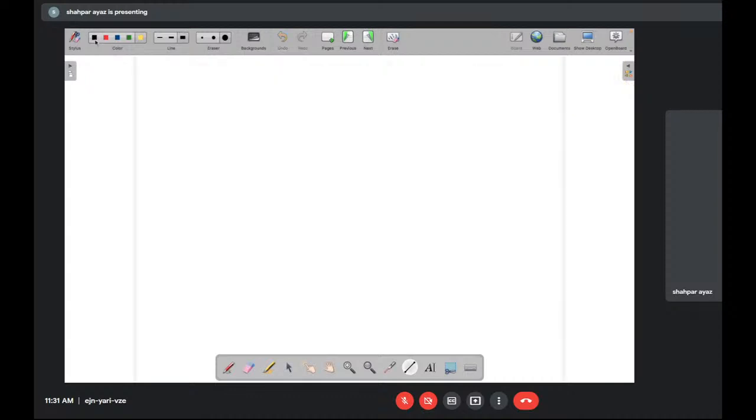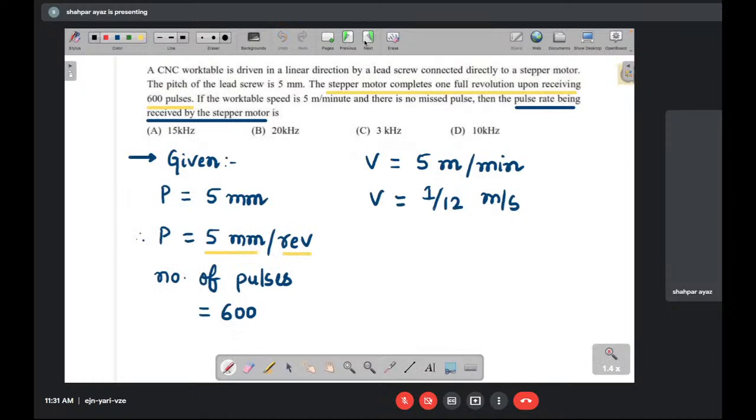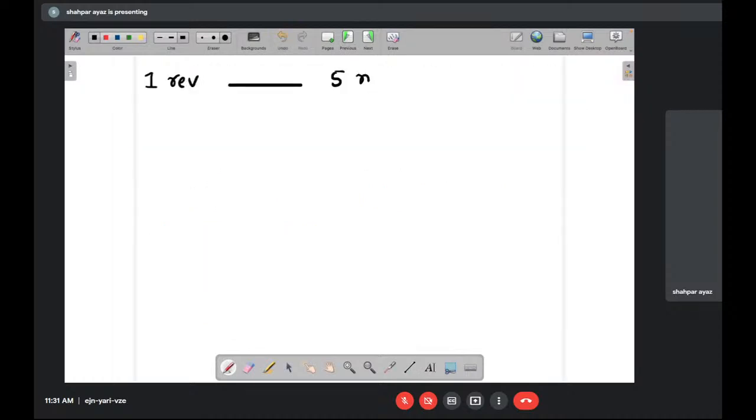So guys, see, one revolution by the lead screw, the work table translates by the pitch, which means 5 mm translation of the work table. To rotate the stepper motor one revolution, sorry, 600 pulses are required. So when 600 pulses are supplied, the work table is translated by 5 mm.